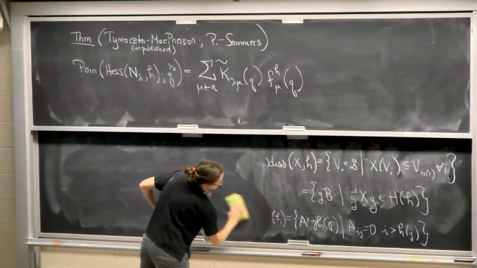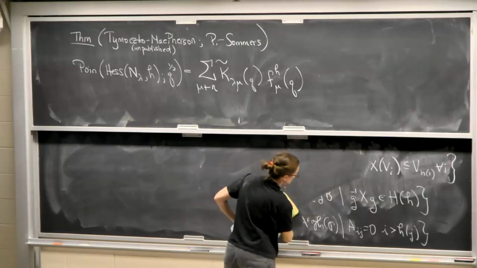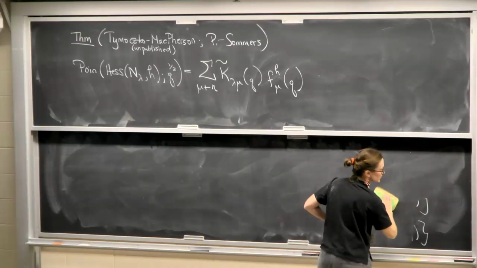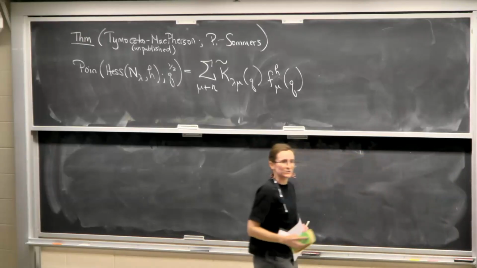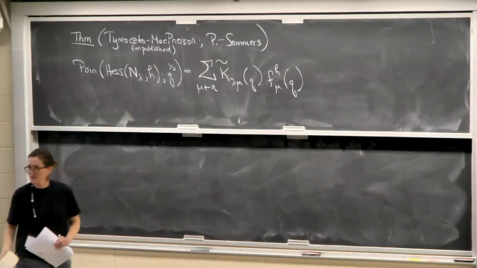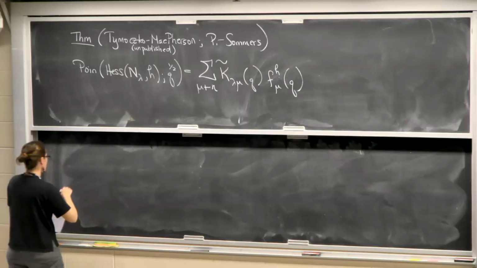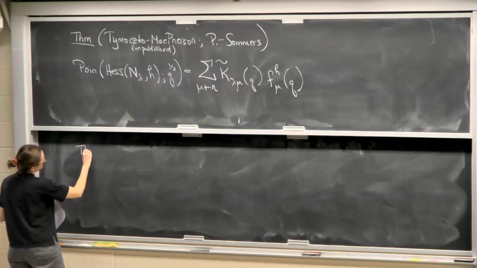So let me write down one big theorem. It's one of the only theorems I know how to state for all Hessenberg varieties all at once without specifying either the Hessenberg function or the matrix. Here's one unifying thing that's true about Hessenberg varieties.